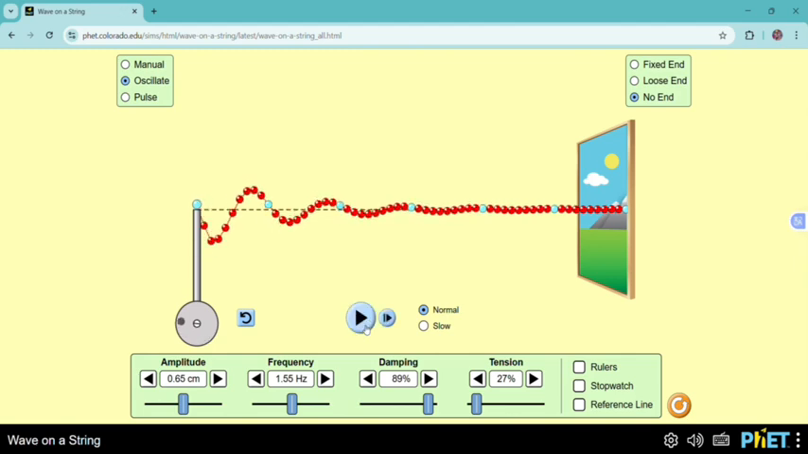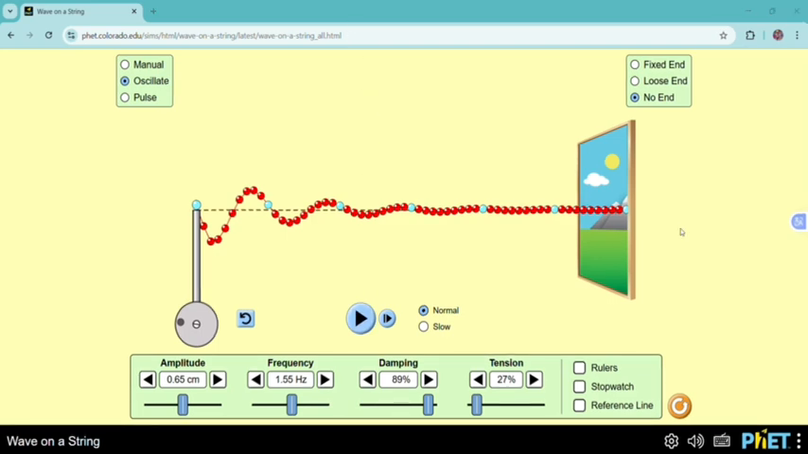So for no end, standing wave and knots are not formed. This is because the wave does not reflect back along the string. Without reflection, there is no interference between the incoming and reflected wave, so knots and anti-knots cannot be produced.